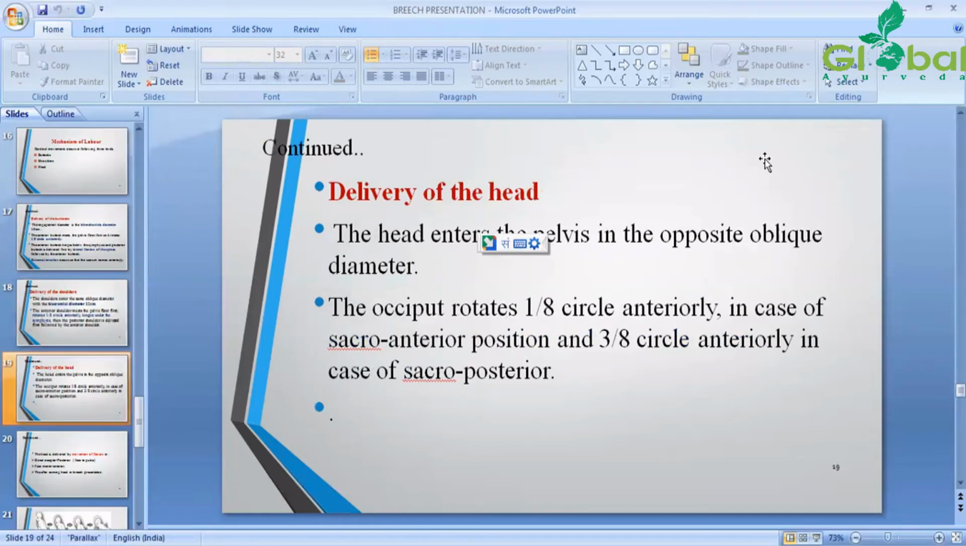Then comes the next step, that is delivery of the head. The head enters the pelvis in the opposite oblique diameter. First of all, the occiput rotates 1/8 of a circle anteriorly in the case of sacral anterior position and 3/8 of a circle anteriorly in the case of sacral posterior position. That is, in sacral anterior position the occiput rotates anteriorly 1/8, while in sacral posterior position the occiput rotates 3/8 of the circle.